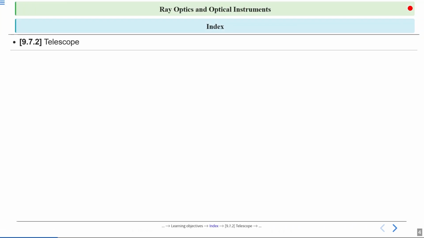So the index provides a roadmap of topics covered in the presentation. In this case, it specifically mentions the NCERT section 9.7.2 on telescopes.